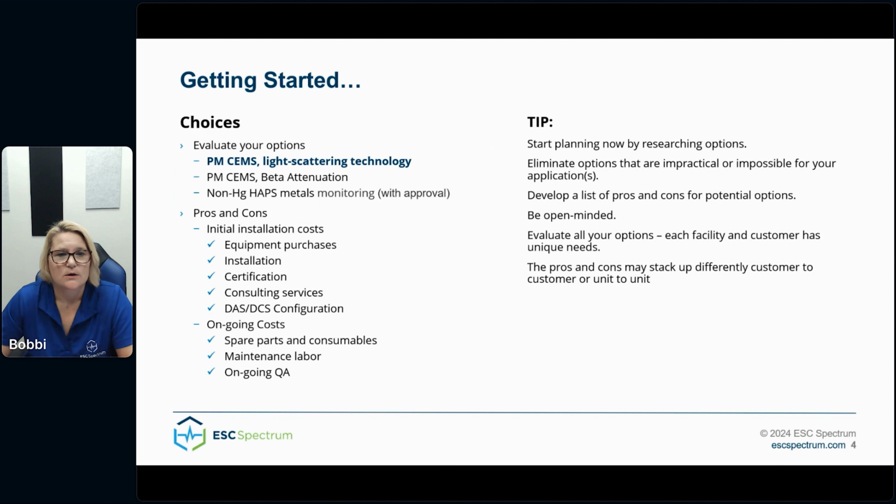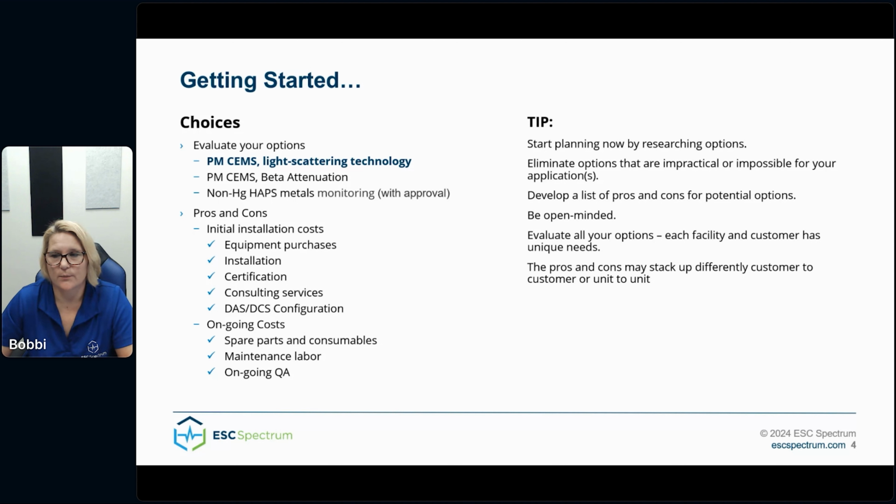Light scattering PM CEMS look at the amount of light reflected or refracted due to the presence of particulate. This can be done in situ, so directly in the stack for dry stacks, or extractive on wet stacks where it's necessary to extract the sample to remove interference from water droplets. Beta gauges are extractive monitors that measure the attenuation of radiation from beta particles as it passes through a particulate sample collected on a filter.